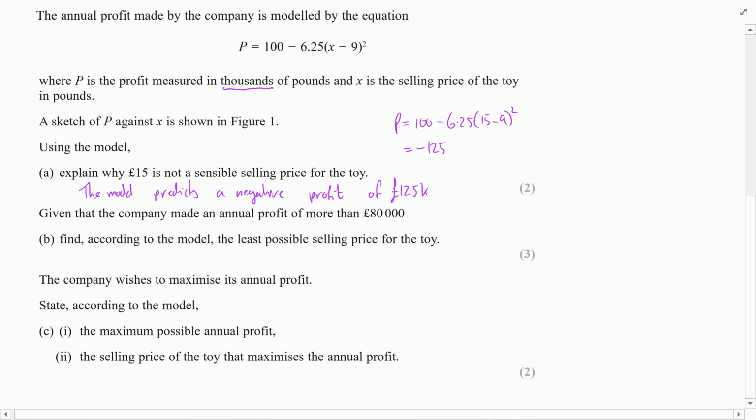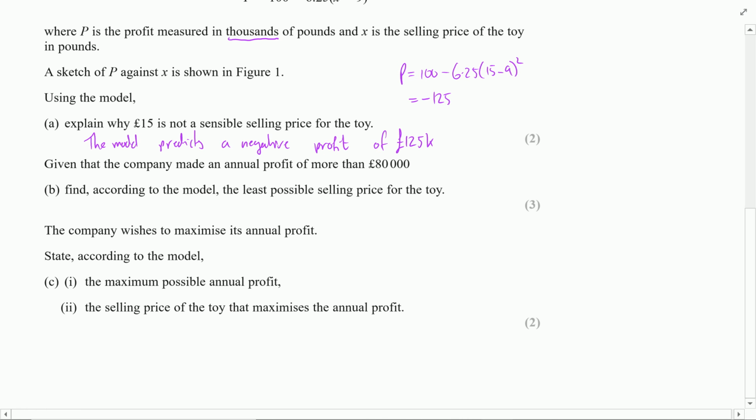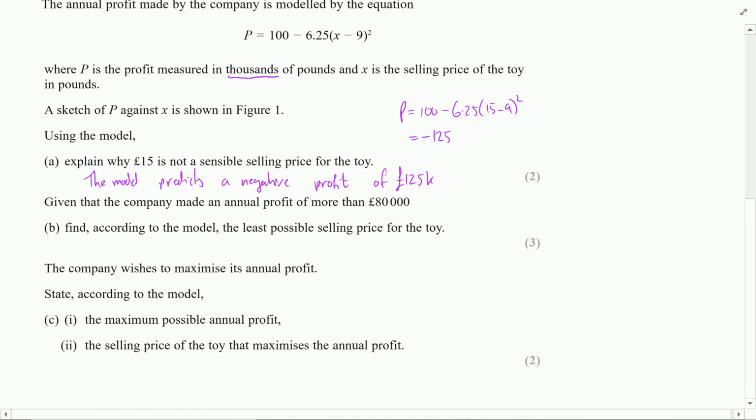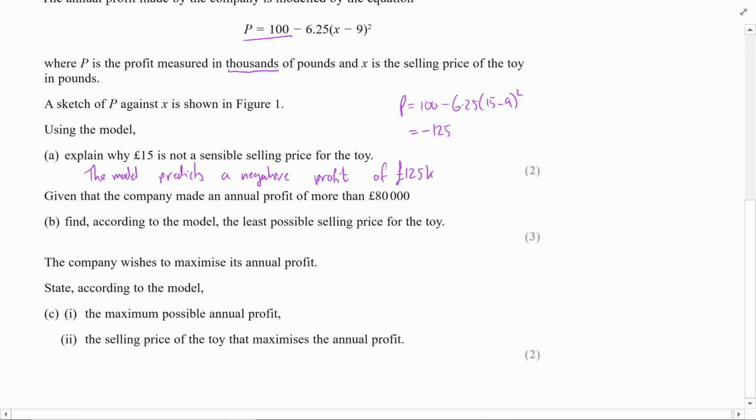Given that the company made an annual profit of more than 80,000, find, according to the model, the least possible selling price of the toy. Okay, so we want to solve a quadratic equation this time. We've got the quadratic equation as given just slightly higher on our page here. We want to solve that for £80,000. Now it says that P is measured in thousands of pounds, so if the profit is £80,000 then P must be 80 or greater.